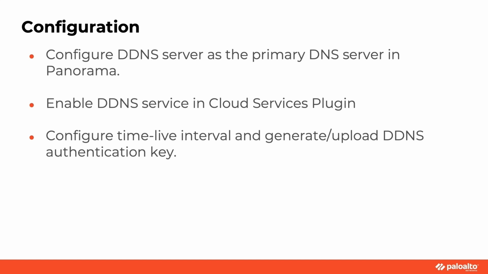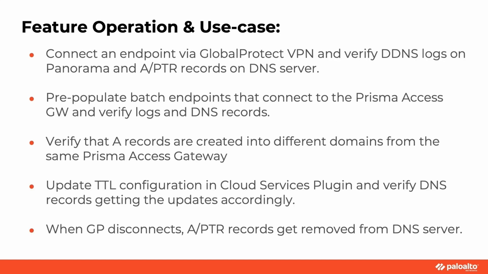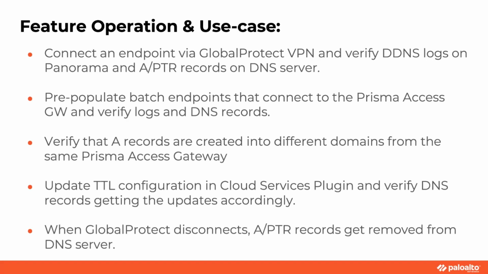In this demo, we will first configure the feature in the Prisma Access and Cloud Services plugin UI, which will include configuring the DDNS server as the primary DNS server in Panorama, enabling the DNS services in the Cloud Services plugin, configuring the time to live (TTL) interval, generating the DDNS authentication key from the Infoblox DNS server, and uploading the key to Panorama. This will complete the configuration steps, and after that, we will demo how the GlobalProtect DDNS registration works by a couple of operational use cases.